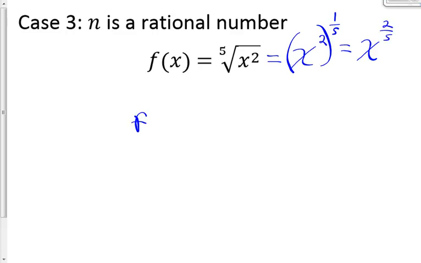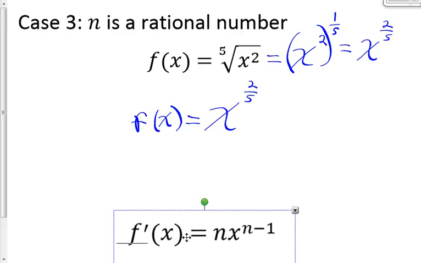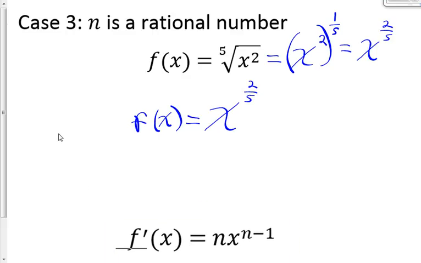So this is what we have. We have f of x is equal to x to the 2/5 power. And the only stipulation was that n had to be a real number. 2/5 is definitely a real number. It's a rational number, which is a subset of the real number system. So we're going to take the derivative here using the exact same rule. Same rule applies to all of these cases.